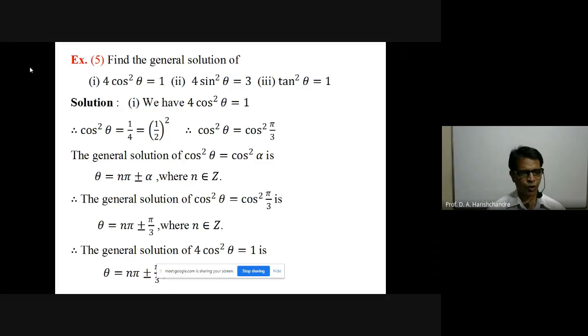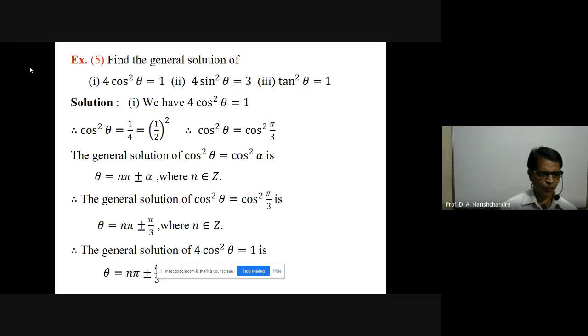Find the general solution of number 1, 4 cos square theta is equal to 1. Number 2, 4 sin square theta is equal to 3. Number 3, tan square theta is equal to 1. These three sub examples have been given in this main example number 5. Let us discuss the solution of them one by one.